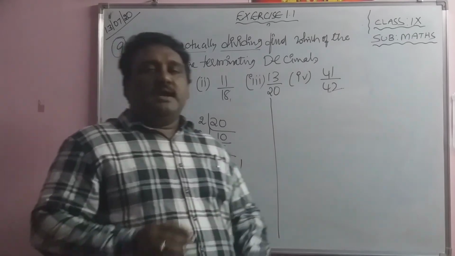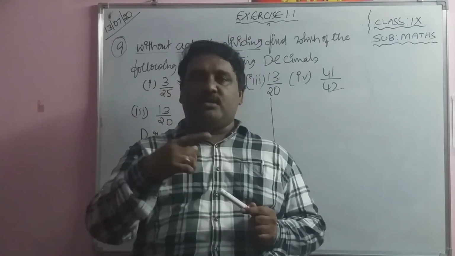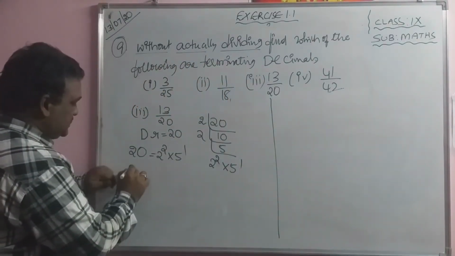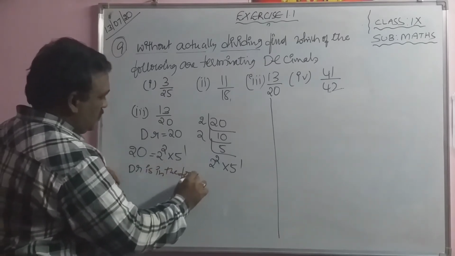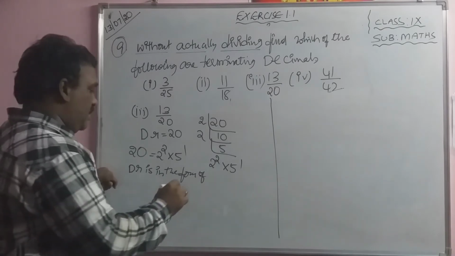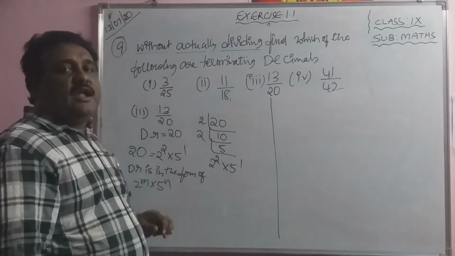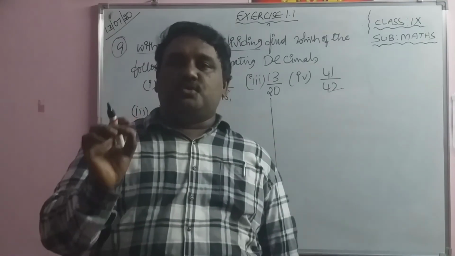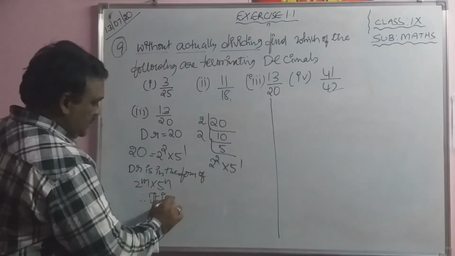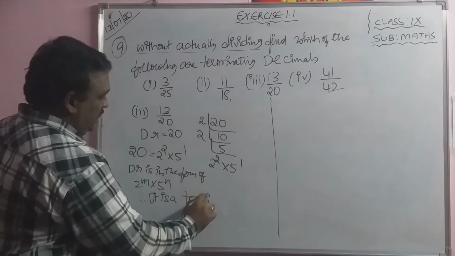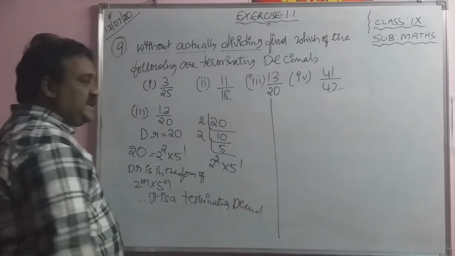Okay na, not okay na? Denominator is in the form of 2 power m into 5 power n. Okay. So denominator is in the form of 2 power m into 5 power n. Therefore, it is a terminating decimal. It is a terminating decimal.